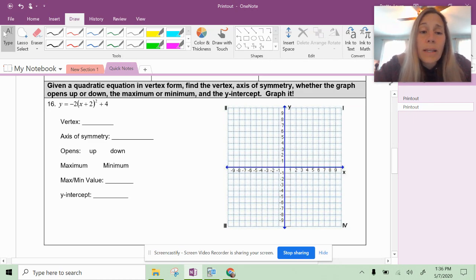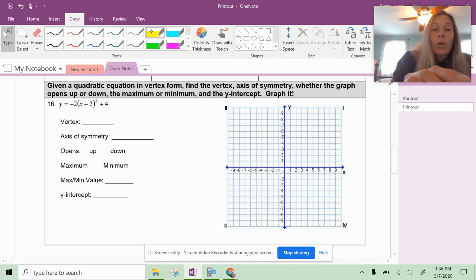So given a quadratic equation in vertex form, find the vertex. Make sure you're doing all these pieces. Find the vertex, the axis of symmetry, tell whether the graph opens up or down. Is the vertex a minimum or a maximum? And also, what is the y-intercept? And then obviously we're going to graph it.